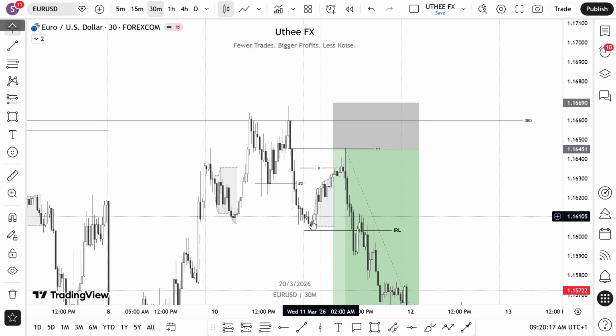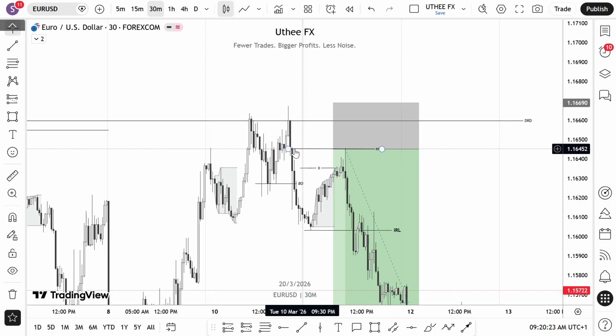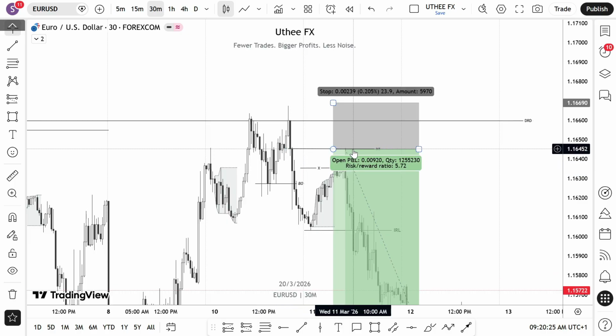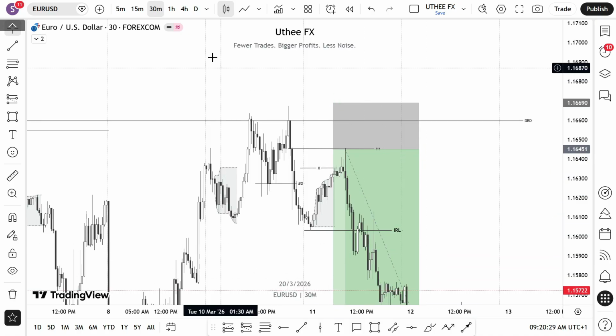And exactly what happened here, after sweeping Asian liquidity, the Asian high, the market expanded to the upside, tapped into our key level, and boom, expanded. See, good.